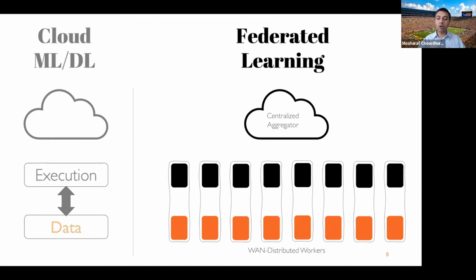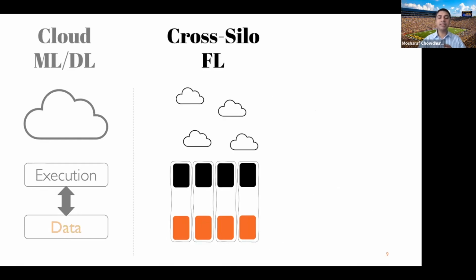They run locally on the data they have. None of the actual data leaves, but after the computation is finished, some updates are sent back to this cloud aggregator, and then everything is aggregated and an updated model is produced and then is sent back out for the next iteration of training.